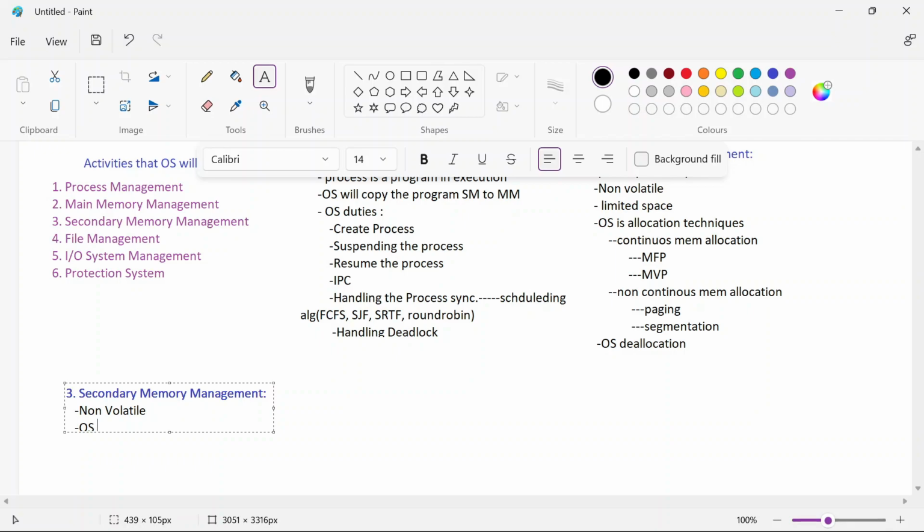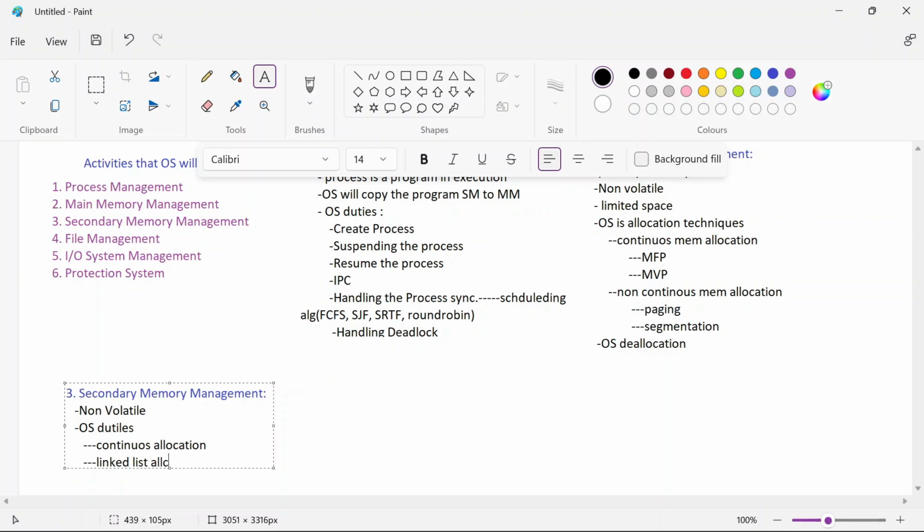So what are all the different duties of the operating system? I'll write it here. The operating system duties as part of the secondary memory: the first duty can be using the continuous memory allocation. You can say continuous allocation. We are going to learn in detail how these techniques work in future, but here you can make a list of all the functionalities that the operating system can do. It can use continuous allocation, or else it can use the linked list allocation concept.